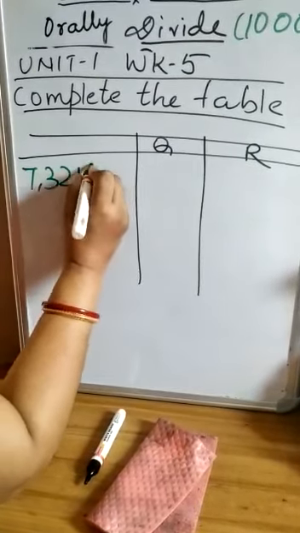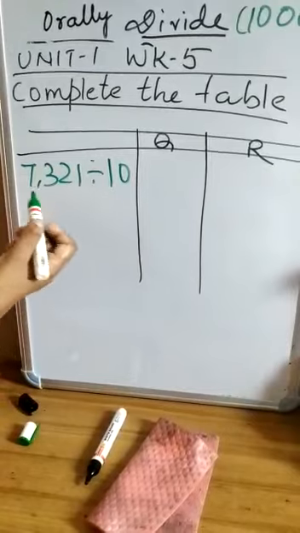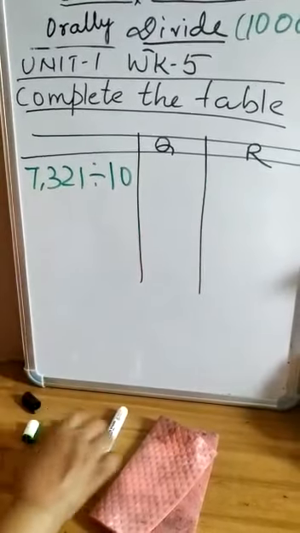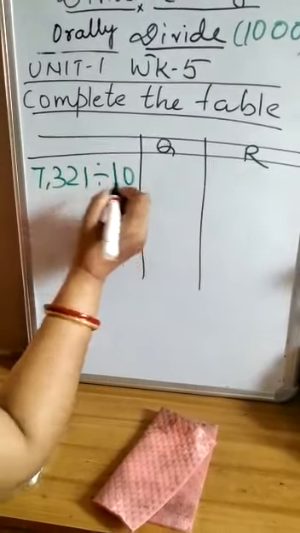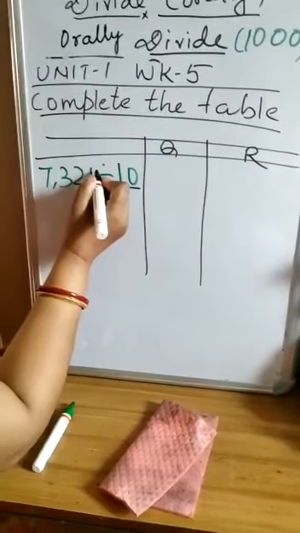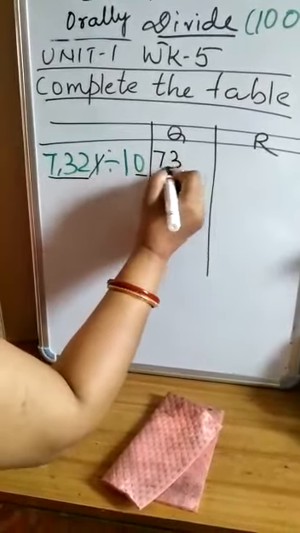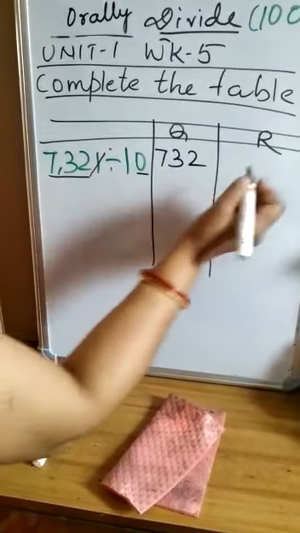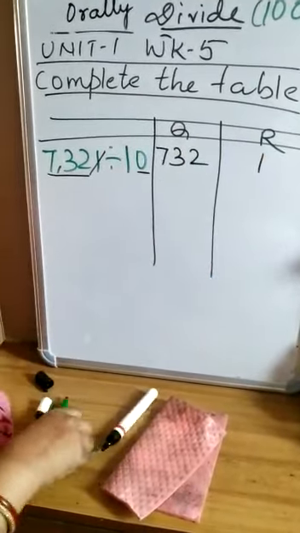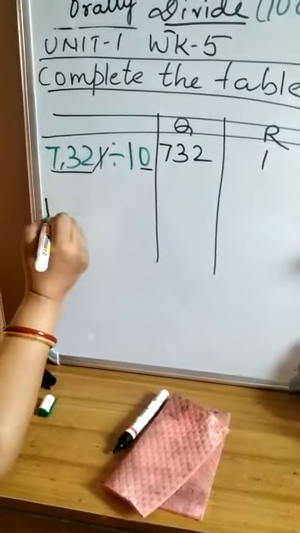7,321 is divided by 10. How will we find the quotient and remainder? I have told you that in 10 there is one 0. So I will remove one digit from the right side, 1. So this 732 is the quotient and this removed digit 1 is the remainder. Now come to another question.